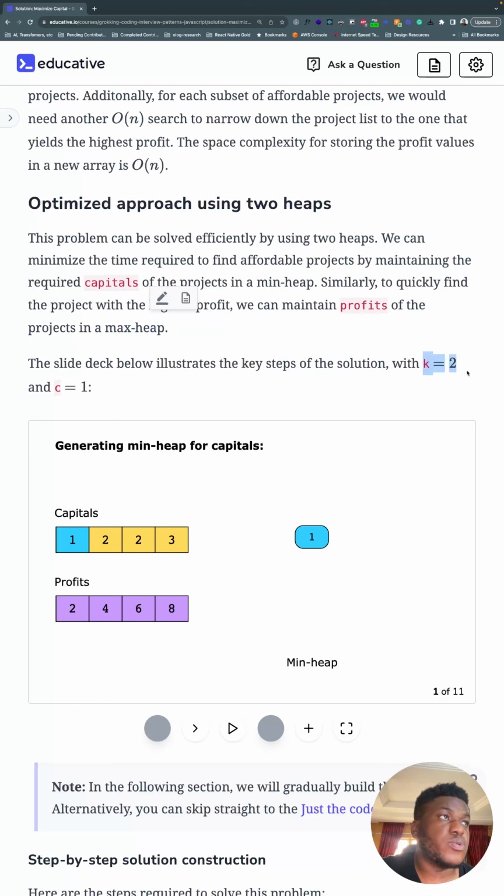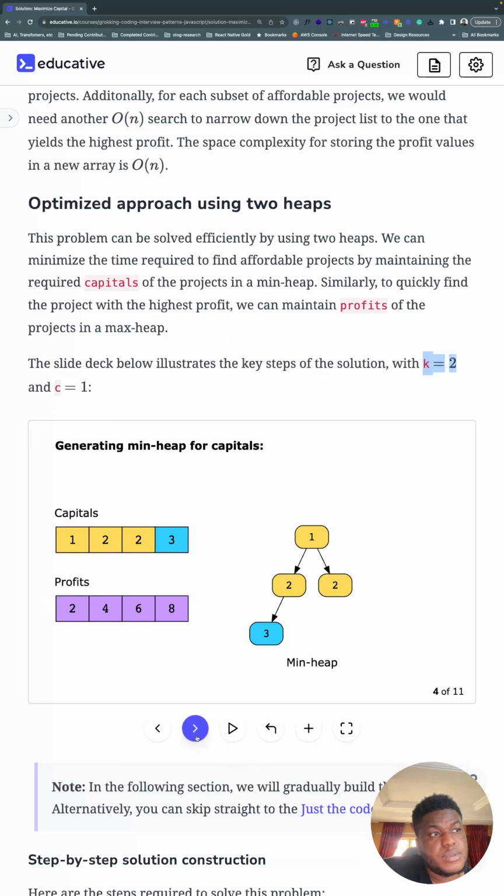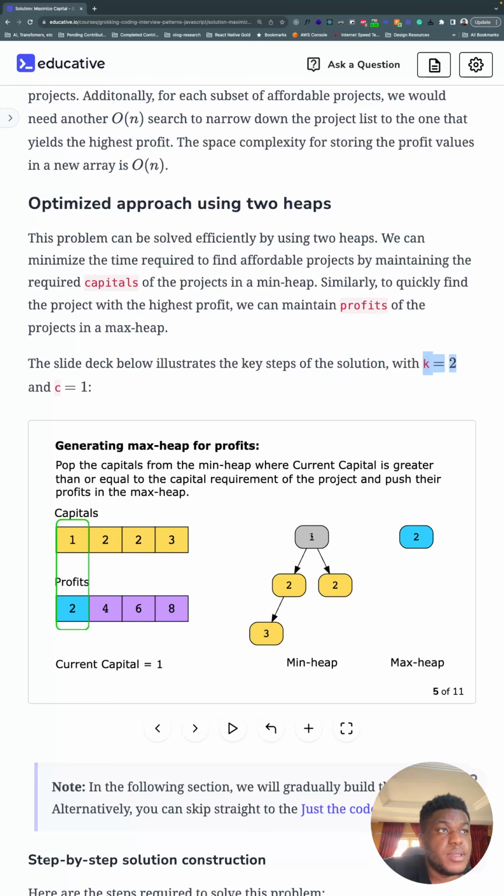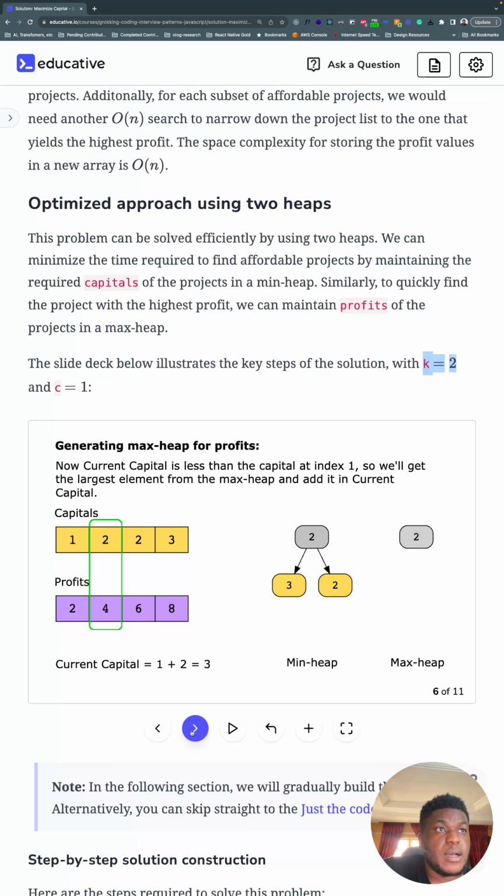Now we're going to evaluate a maximum of 2 opportunities with an initial capital of 1. And this is how it would look. We have these capitals, we're going to put them in a minimum heap, right? And we're done. They're all in a minimum heap. And now his initial capital is 1. And we pop the first thing from the minimum heap. And since he can afford to buy 1 thing, we push the profit into a maximum heap. The profit is 2. So now his current capital is 3. We keep track of that as well. And now the next thing is 2. He can afford that. So we push the profit into the maximum heap.